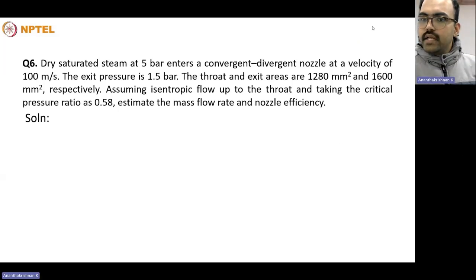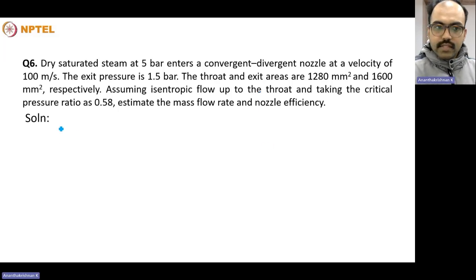So the question is regarding dry saturated steam at 5 bar entering a convergent divergent nozzle at a velocity of 100 meter per second. The exit pressure is 1.5 bar and the throat and exit areas are 1280 millimeter squared and 1600 millimeter squared respectively. Assuming isentropic flow up to the throat and taking the critical pressure ratio as 0.58, estimate the mass flow rate and the nozzle efficiency. So this is also a continuation of the previous questions.